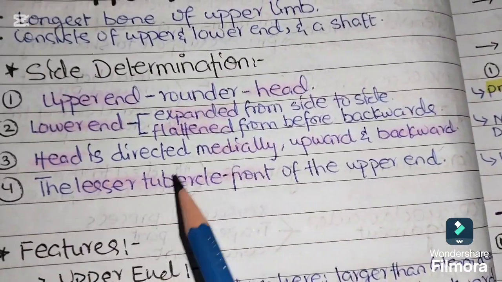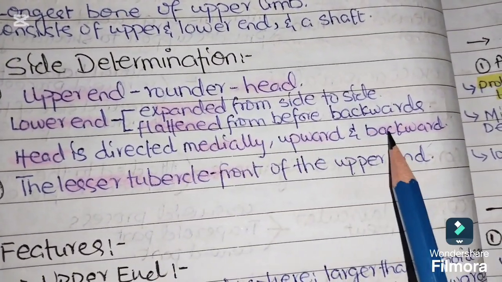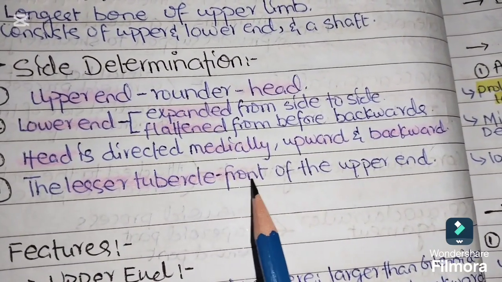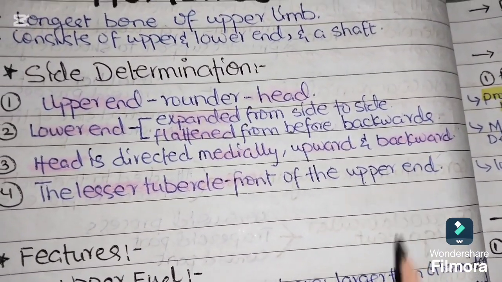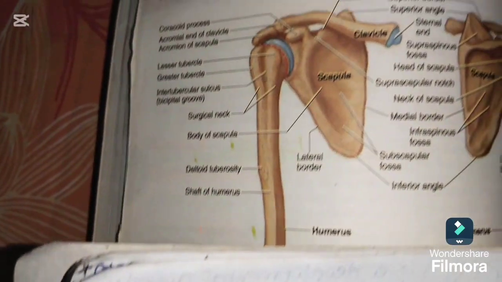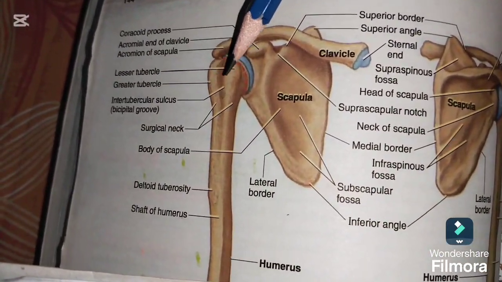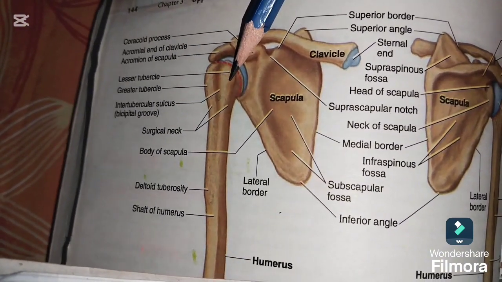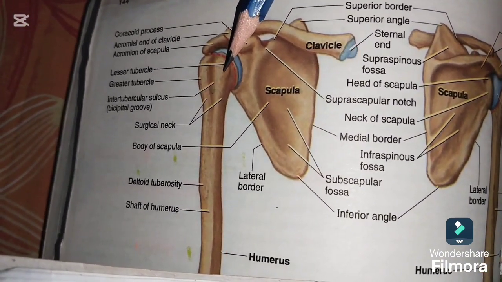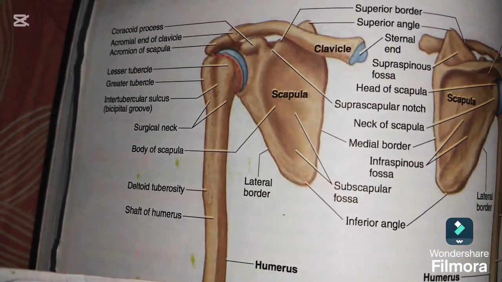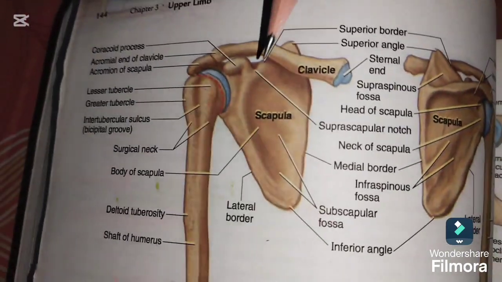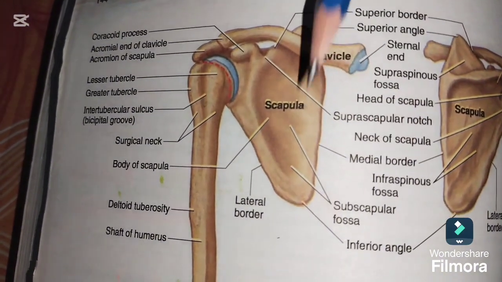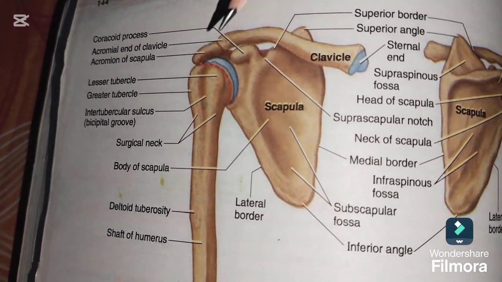The head is also directed medially, upward and backward, and the lesser tubercle is always present in the front of the upper end. Here is the lesser tubercle, which is present in the front or in the anterior aspect of the upper end of the bone. And you can also note that the head is directed medially, which means towards the center of the body or towards the middle of the body.